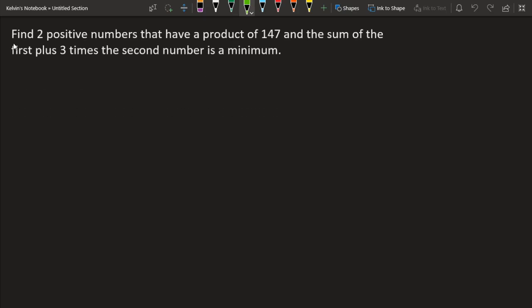Our first example problem asks us to find two positive numbers that have a product of 147 and the sum of the first number plus 3 times the second number is a minimum. So what we know is that there are two positive numbers, that the product of them is 147, and the sum of the first plus 3 times the second is a minimum. And what we don't know is what these two positive numbers are.